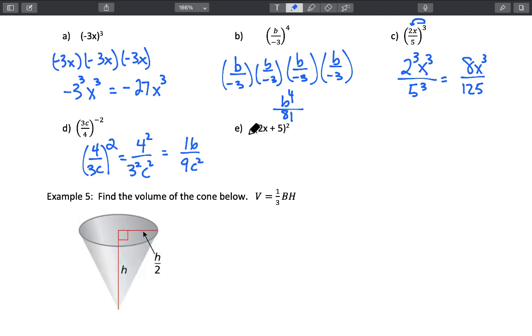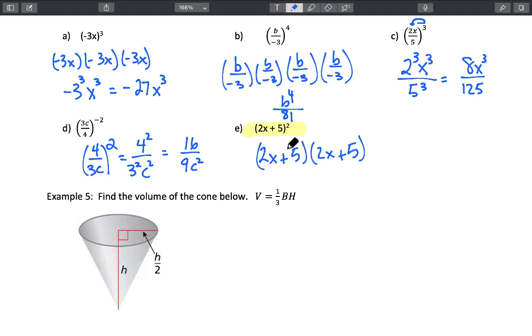All right, in this example 4e, I now have a binomial. This is completely different than some of the examples we've already done. And a lot of us will make the mistake of thinking that we need to take this 2 and distribute it to the 2x and to the 5. However, what you need to do is rewrite this as 2x plus 5 times itself, 2x plus 5.